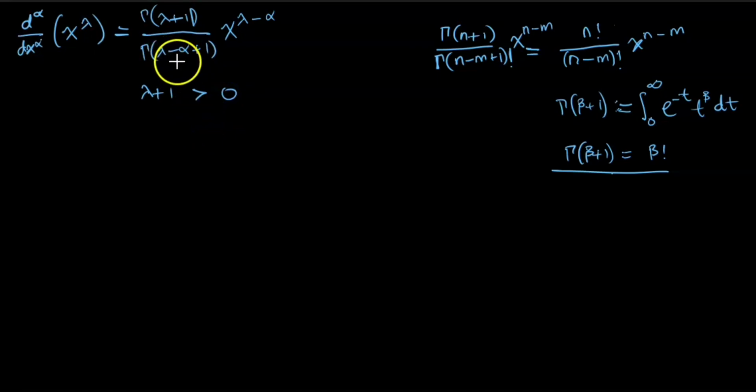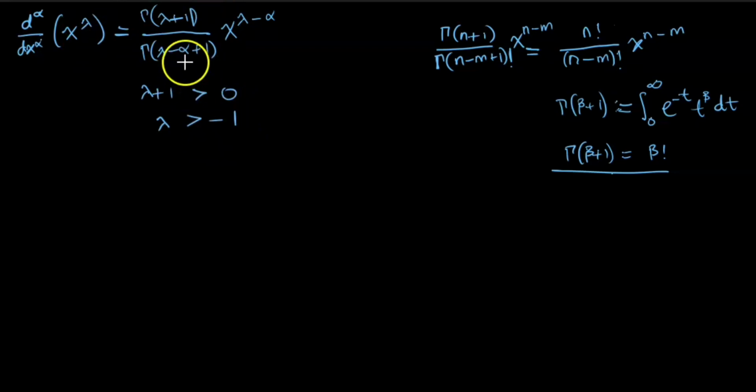Okay, so think of lambda minus alpha plus 1 being positive. But this case will cover this one up. Good. In other words, lambda should be greater than negative 1. So the power of x, that is the power of the power function, should be greater than -1 for this to make sense.